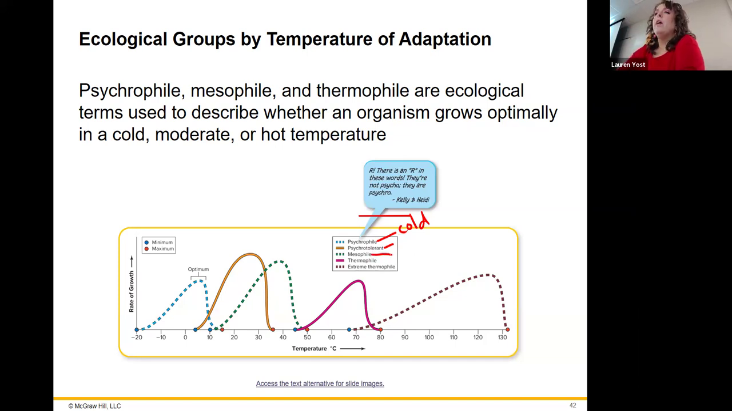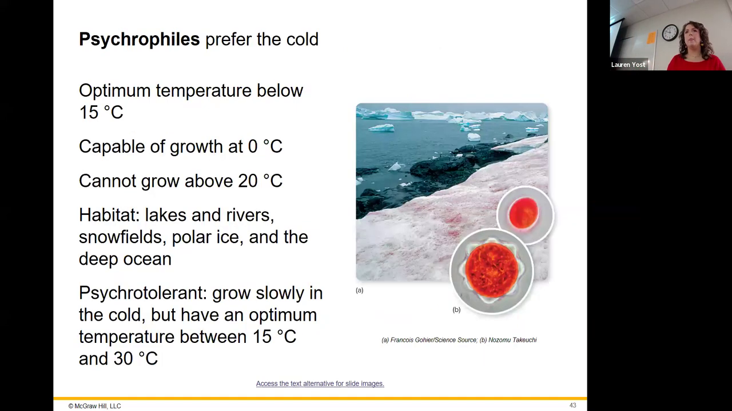but they can manage better than your cells can. Mesophiles, this is just medium. That's what meso kind of means. But that's like everything that we're used to in our environment. Our pathogens, and us, we all fall into the mesophile category. Then thermophiles that like high temperature, and then extreme thermophiles that are going to flourish at temperatures above boiling. Nuts, right? I don't need to go over these too much. I'm not that interested in these guys.